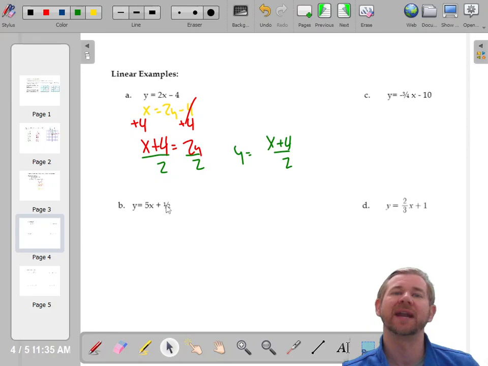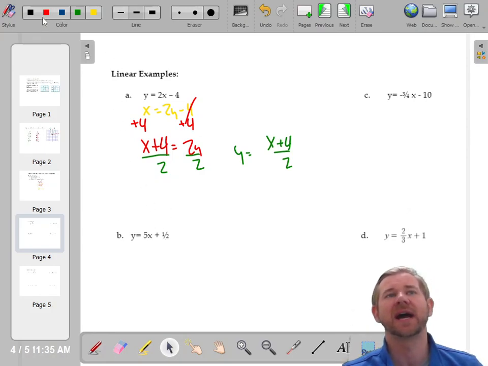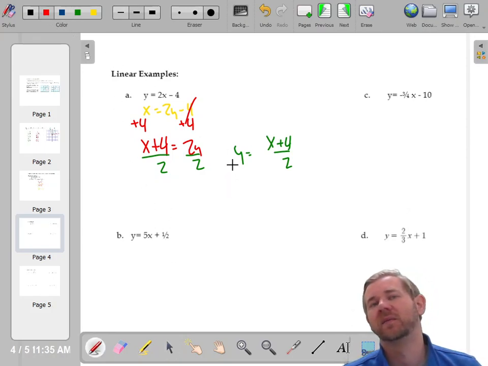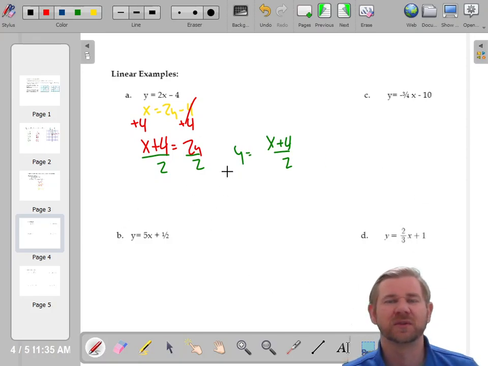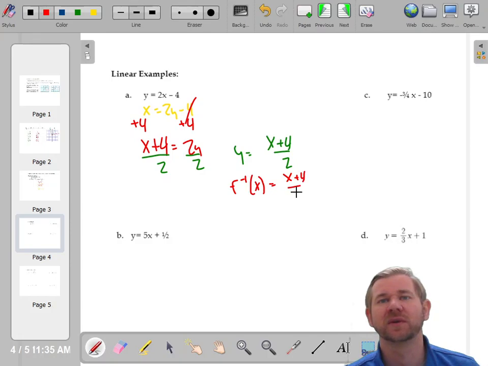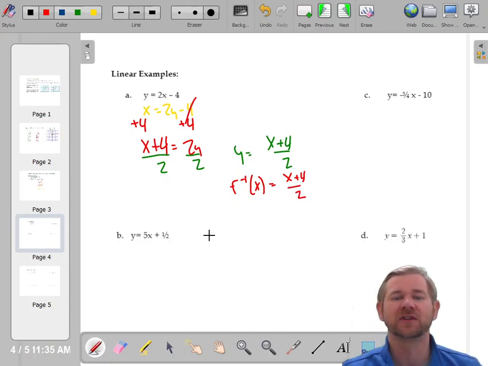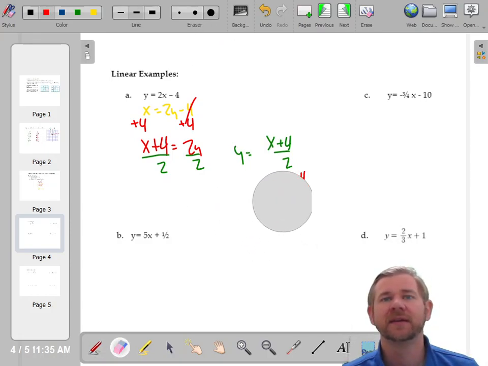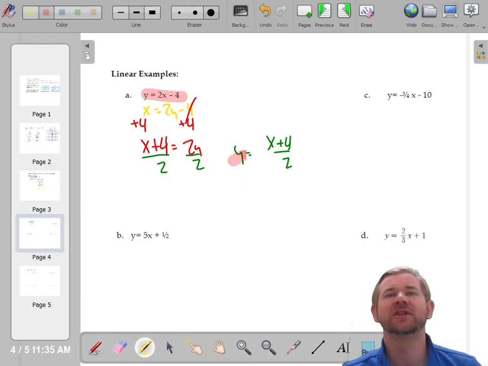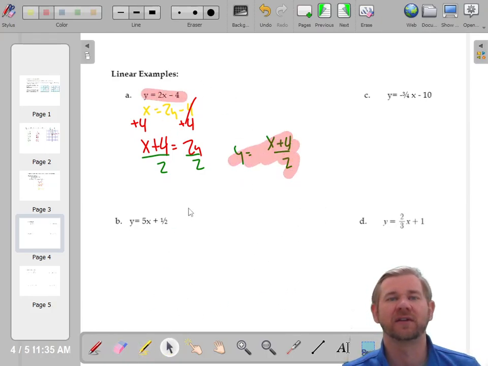But when it says write it as an inverse, that's why I like to write this as f inverse. Well, these aren't functions, so we'll just leave it alone. But you could write it like this as well. f inverse is x plus 4 over 2. When we get to the function thing, maybe we'll start to write it like that. But the main idea is these two are inverse functions of each other. I flipped x and y, and I solved for y.